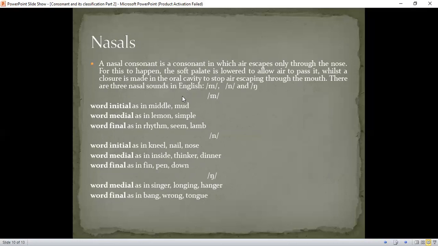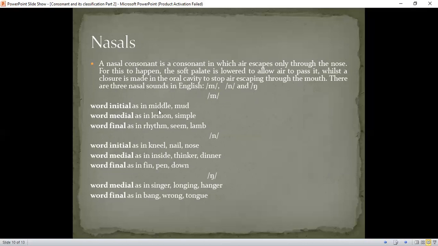A nasal consonant is a consonant in which air escapes only through the nose. For this to happen, the soft palate is lowered to allow air to pass it, whilst a closure is made in the oral cavity to stop air escaping through the mouth. There are three nasal sounds in English: m, n, and ng. So again, here are some examples of m, n, and ng.